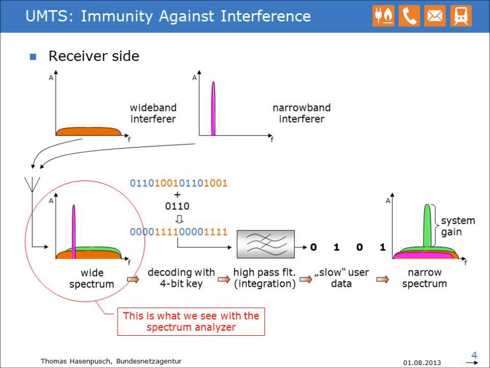If it's a narrowband interferer, it has to stick out of the normal user signal. If it does not stick out of the spectrum, we have no interference. So that makes life a bit easier for us when we want to investigate it. It must clearly be seen on the spectrum analyzer to be really harmful.